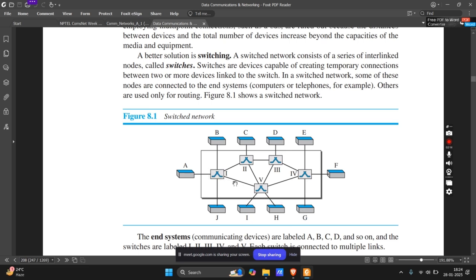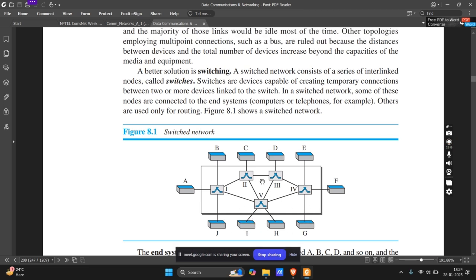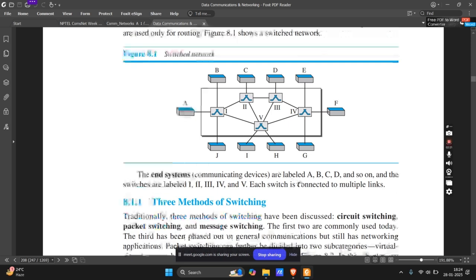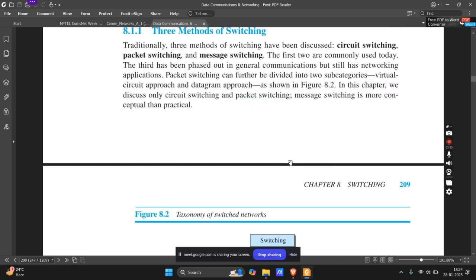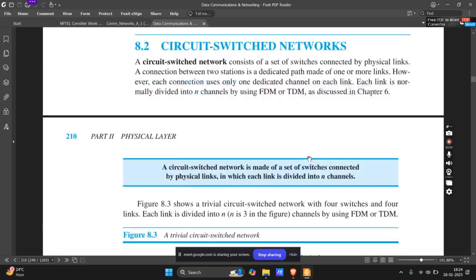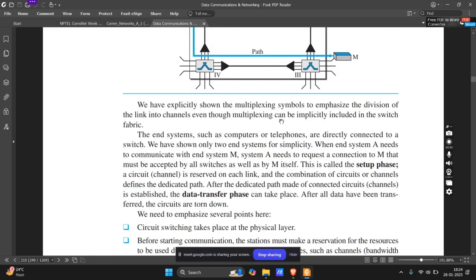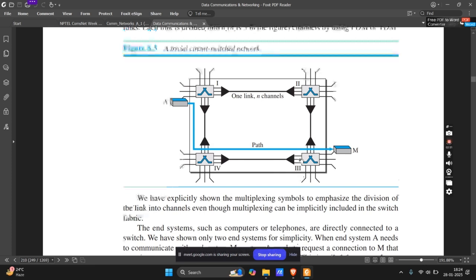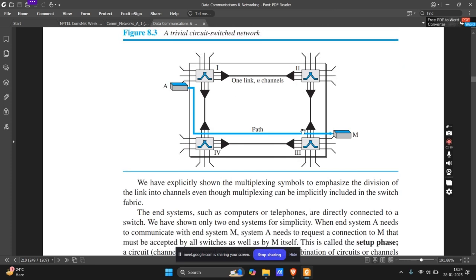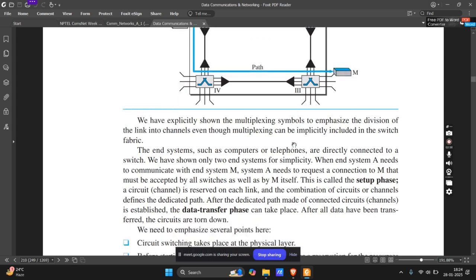So this 1 to 5 link can support both data, A to I and A to G, together because of multiplexing. And this multiplexing can either be done in the time domain or the frequency domain. This is what is meant by one link and n channels.